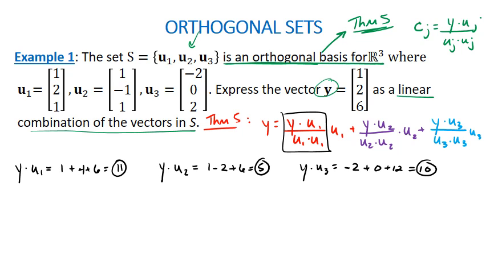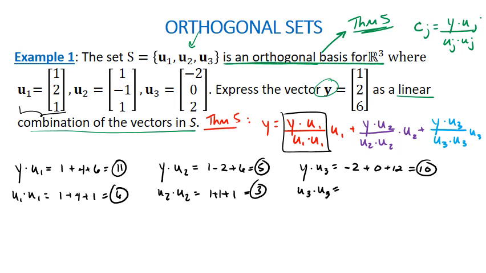Now I am going to do the denominators. So u1 dot u1 is just this vector times itself: 1 plus 4 plus 1 gives me 6. Then u2 dot u2 is 1 plus 1 plus 1, that's 3. And finally u3 dot u3 is 4 plus 0 plus 4, giving me 8.